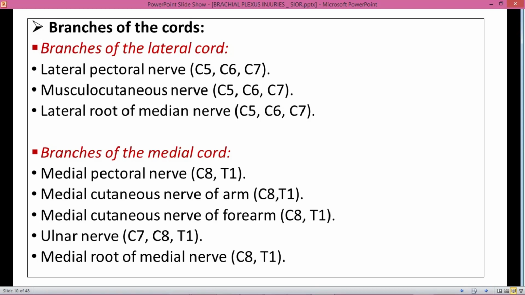Talking about the branches of the medial cord, they are the medial pectoral nerve, with a root value of C8, T1, the medial cutaneous nerve of the arm, with a root value of C8, T1, the medial cutaneous nerve of the forearm, and the ulnar nerve and medial root of the median nerve. It's very important that we know the ulnar nerve is a branch of the medial cord.